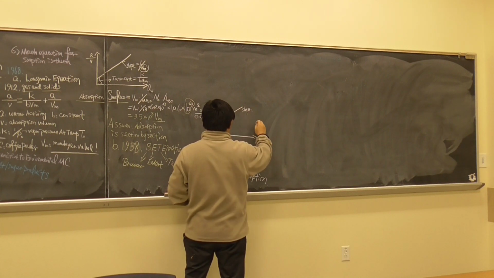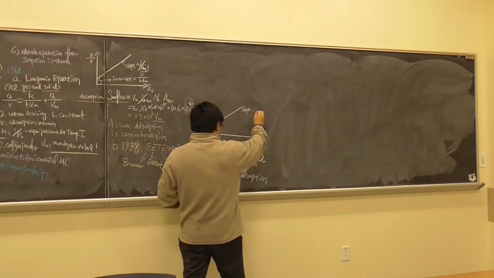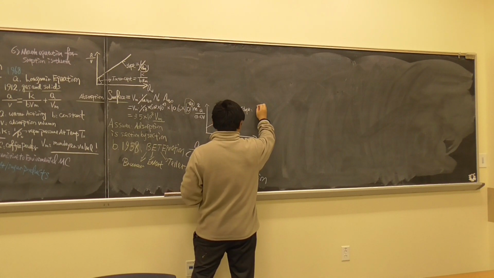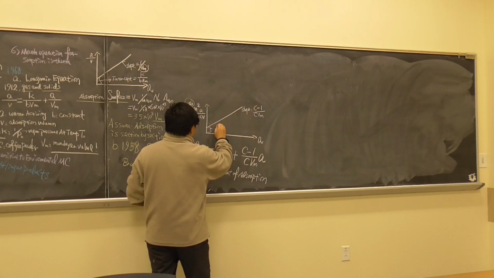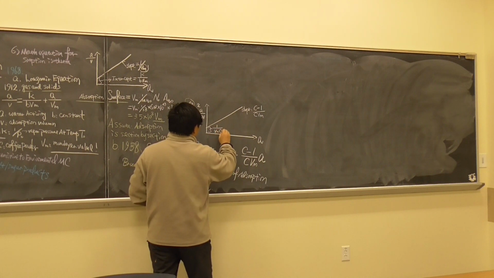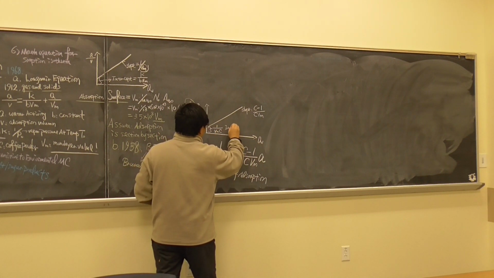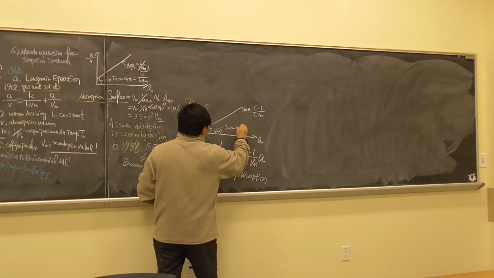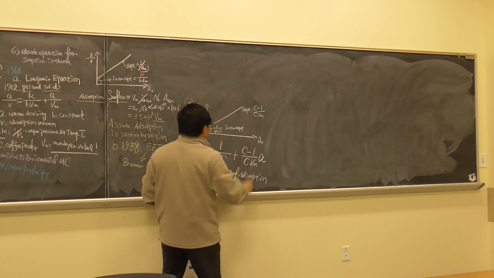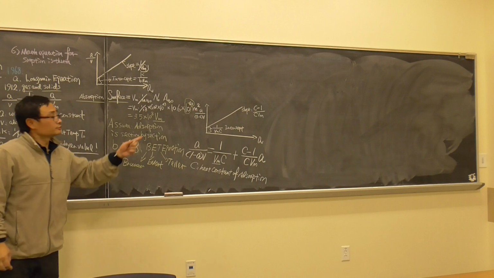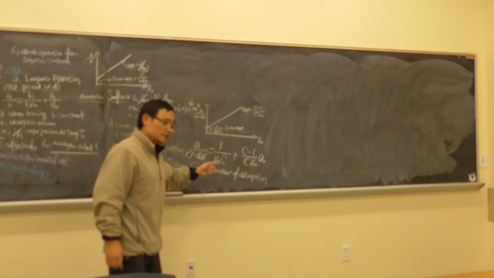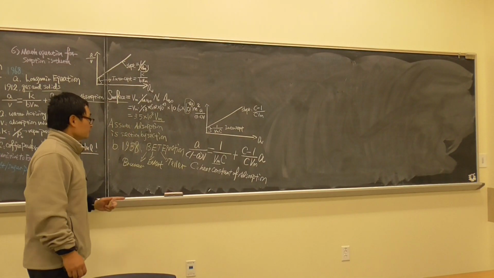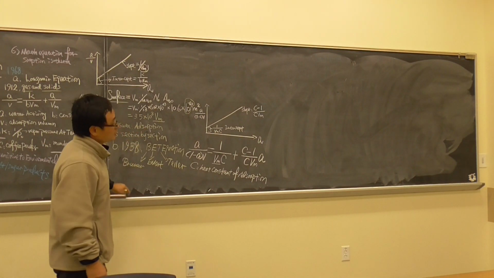The slope equals (C minus 1) over C Vm, and the intercept is 1 over Vm C. That is the intercept. This is a formula which is widely used in food products. However, there is a limitation for that.